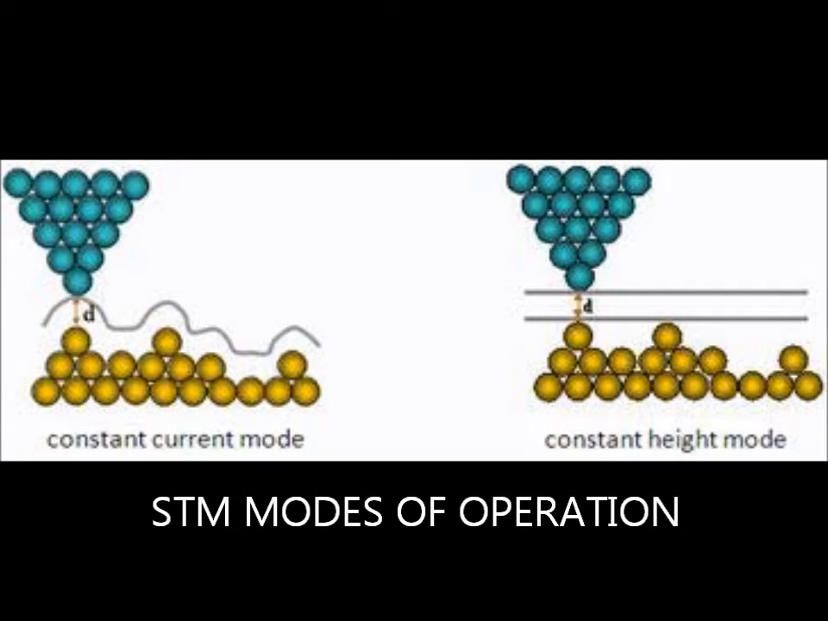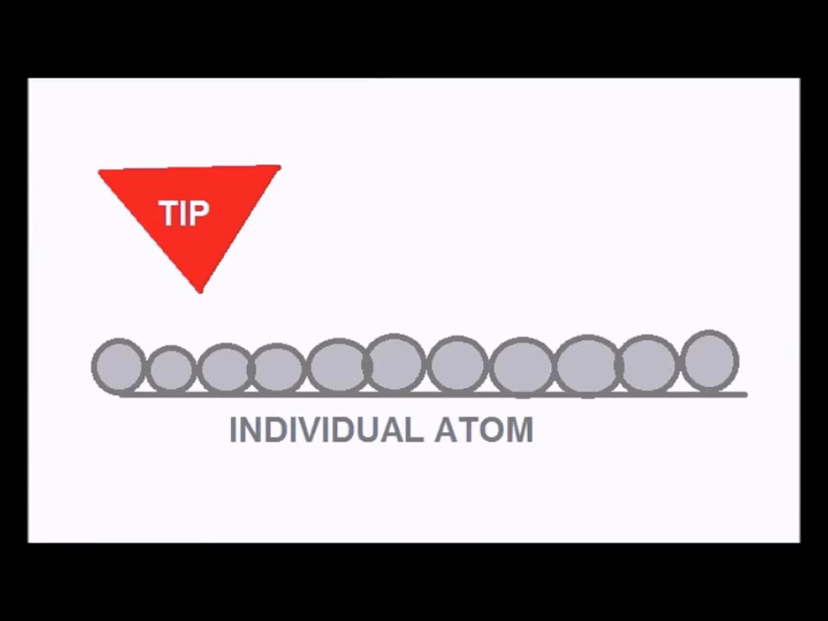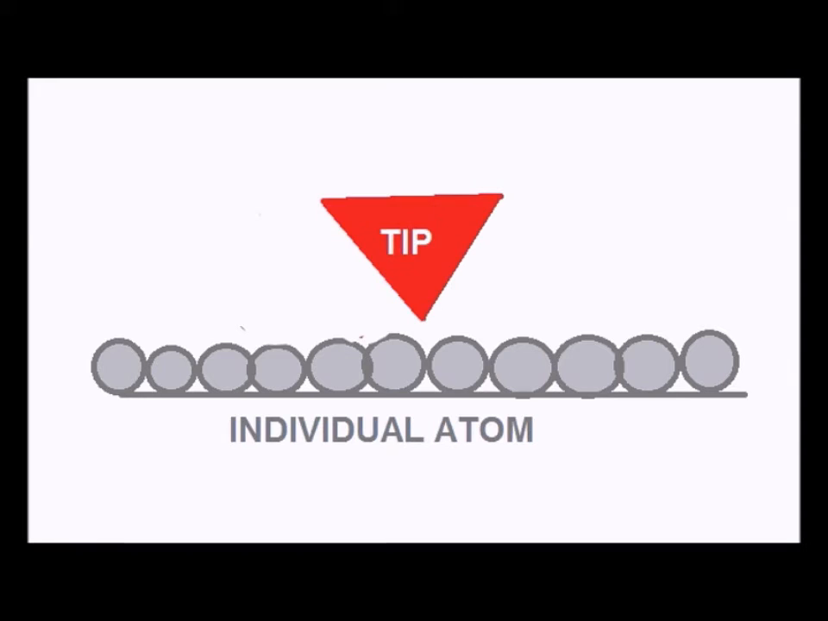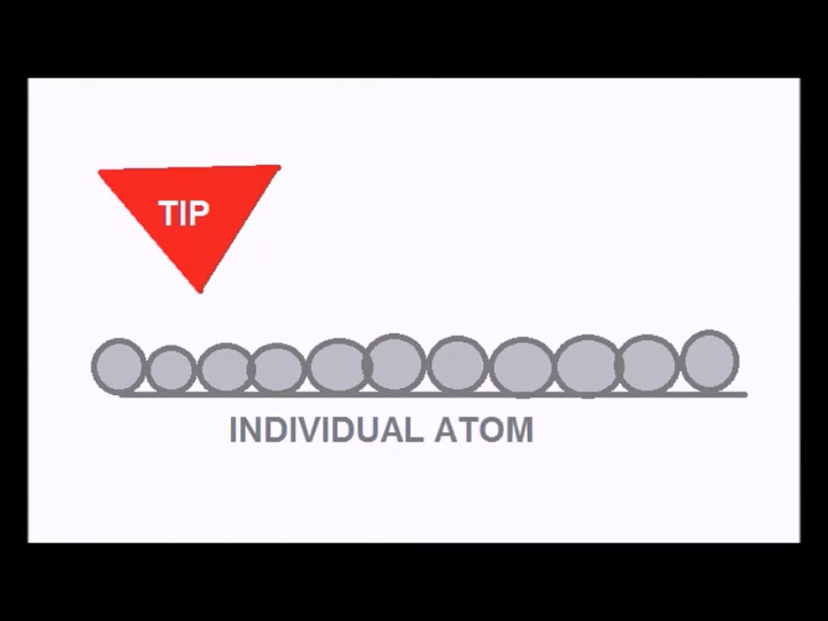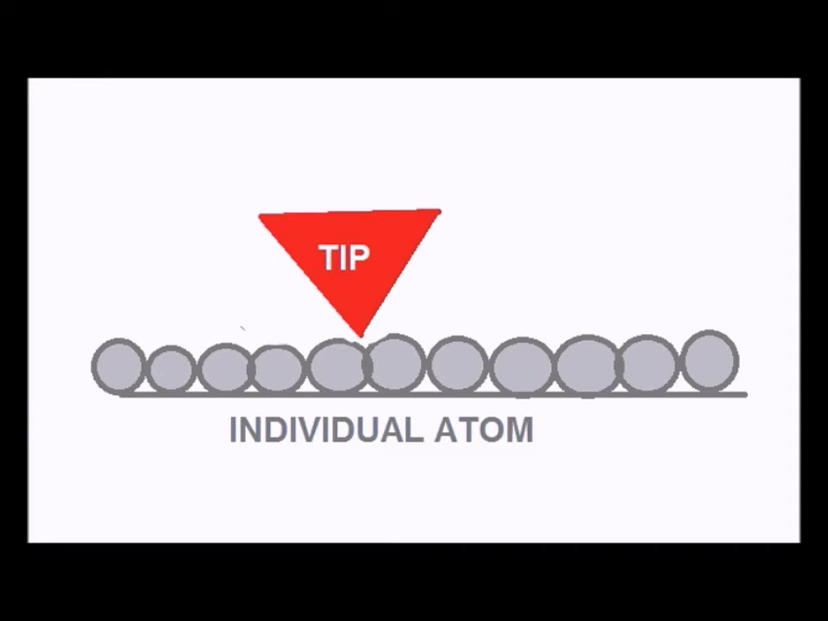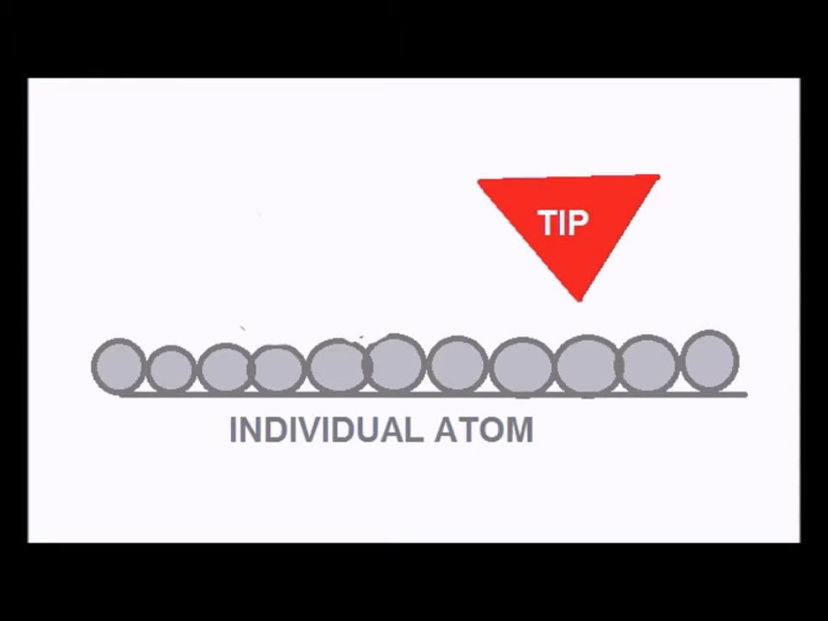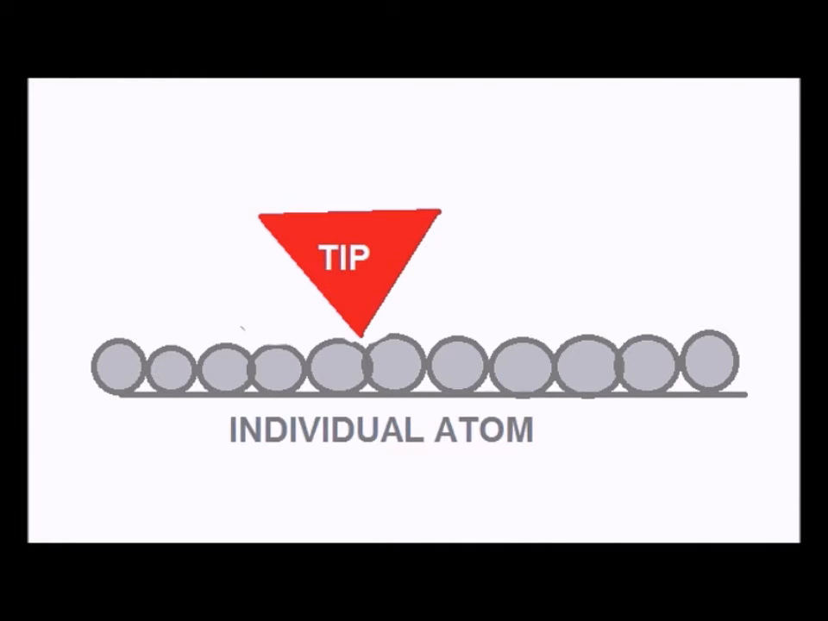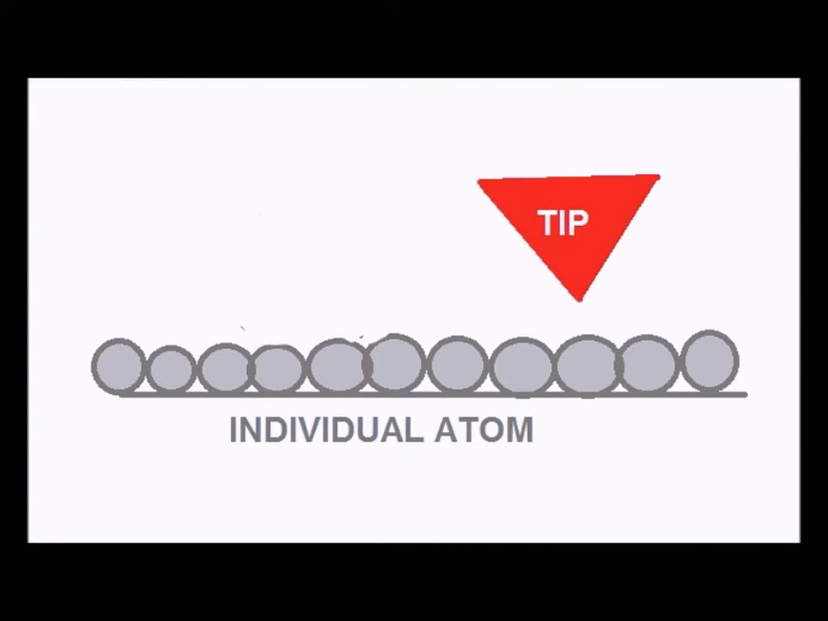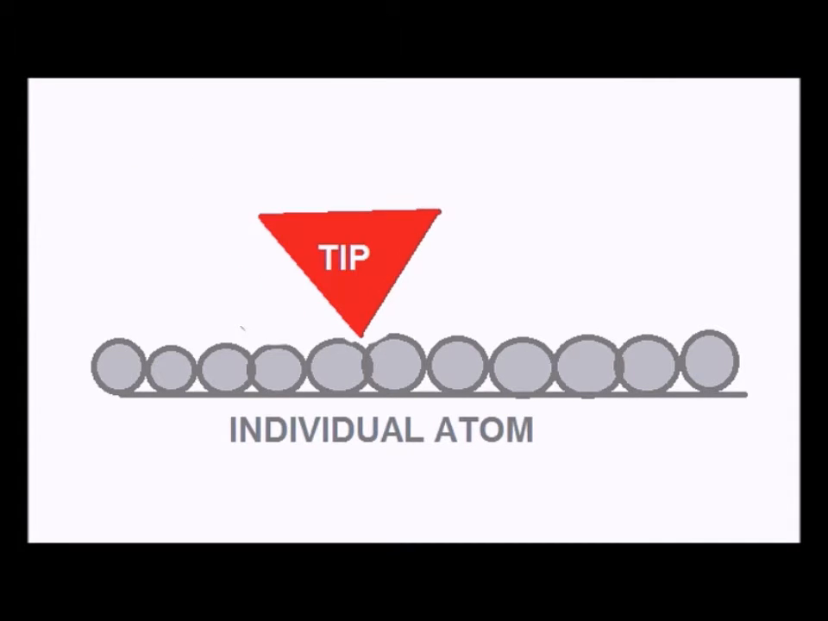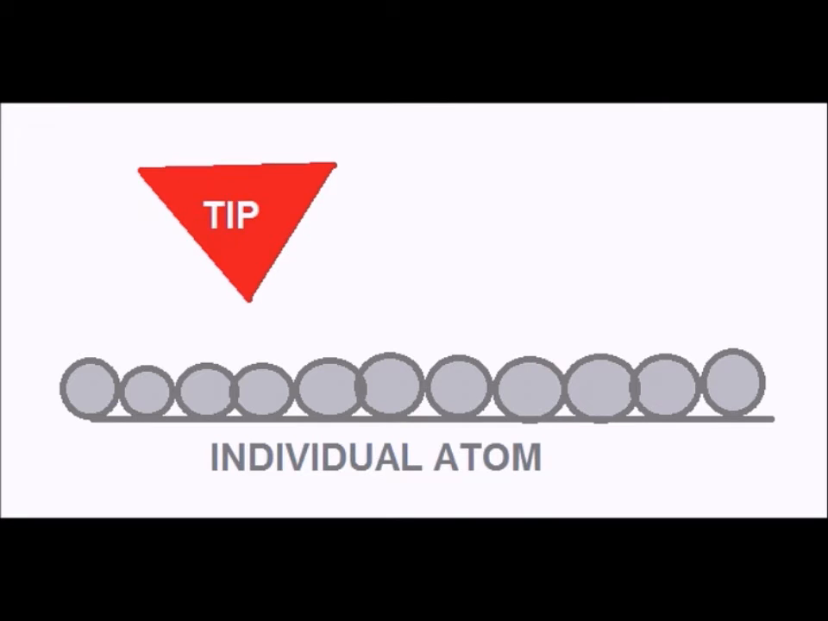There are two modes of operation in STM. The first mode is the constant current mode, which images the surface topography at atomic resolution if the surface is composed of the same atoms. The tip's height is measured and recorded, producing an image of the sample surface. Feedback loops are used to measure current and adjust the height accordingly. The tip will move over the sample as the distance between the sample and the tip decreases while the current increases. The tip will then adjust its position to keep the current constant.